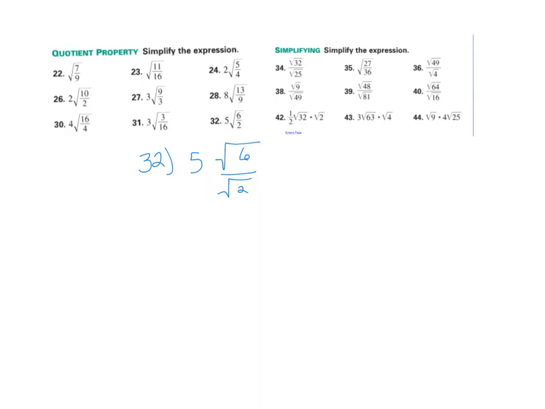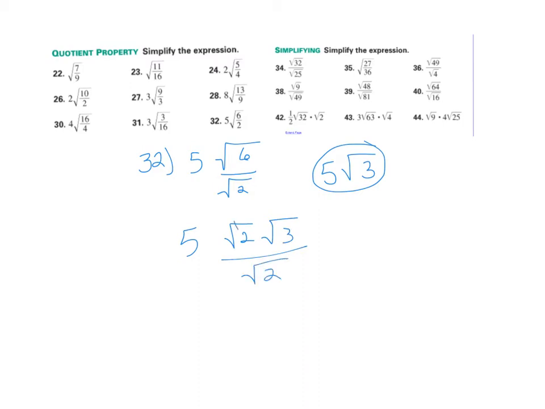So in 32, you could do 6 divided by 2 right away. So let's do it that way. If you did 6 divided by 2, that would be 5 root 3. And then that would be simplified right there. That would be the fastest way. If you split it, then you could do 5 times, and then root 6 you could split into root 2 times root 3. And then you could cancel the root 2 from the numerator and the denominator, and you'd get 5 root 3. So either way, for 32, we should get 5 root 3.